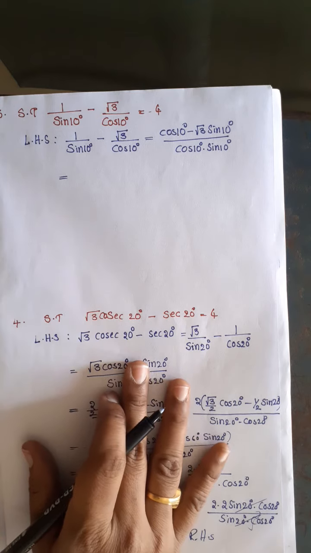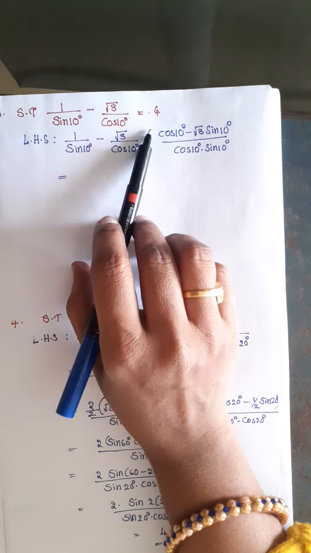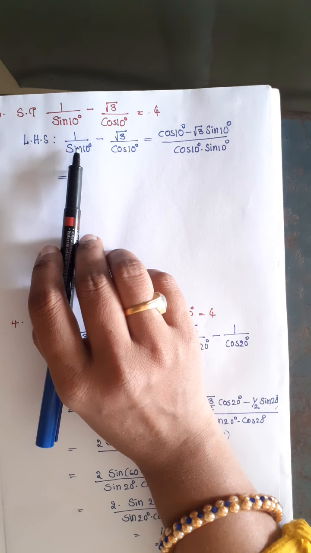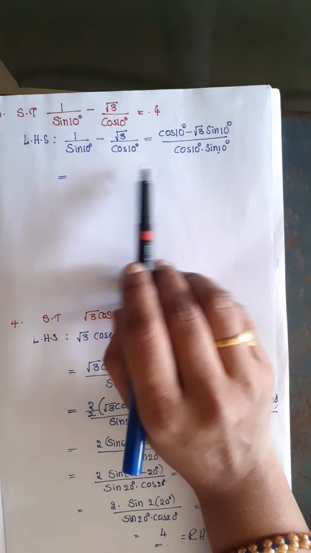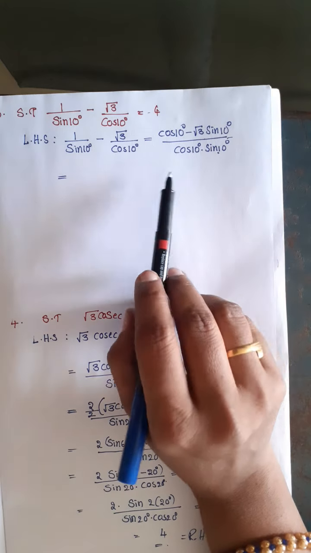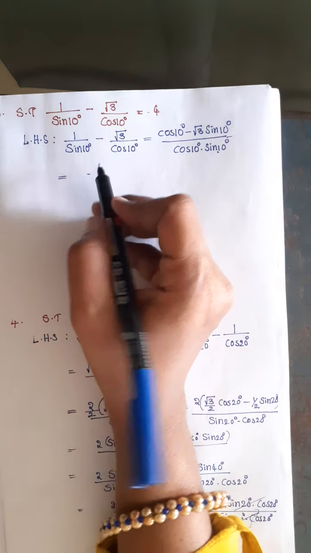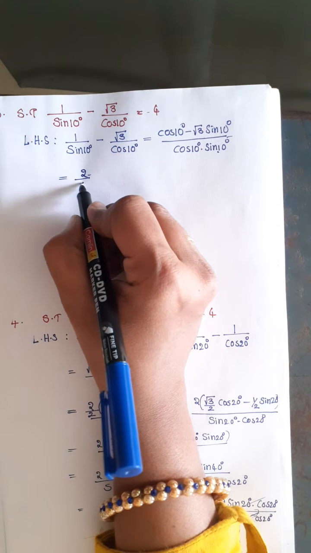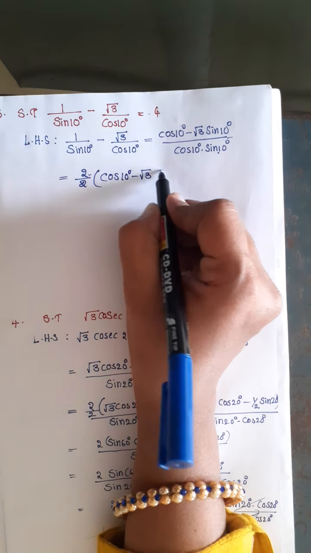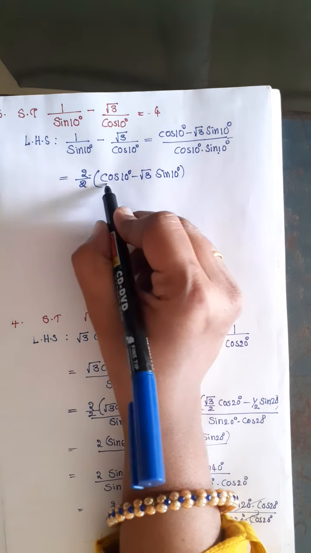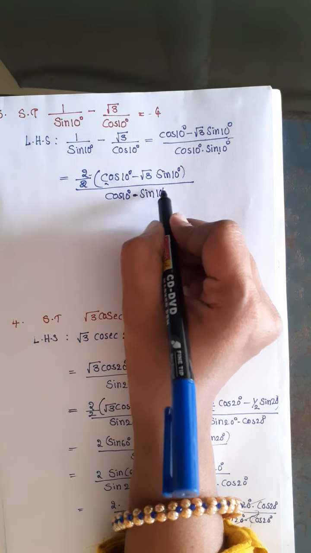Now let's look at the next question. 1 by sin 10 degrees minus root 3 by cos 10 degrees is equal to 4. I am considering the LHS part, 1 by sin 10 minus root 3 by cos 10. So take the LCM here: cos 10 minus root 3 sin 10 by cos 10 degrees into sin 10 degrees. So here we have to approach with, I am multiplying with 2 by 2 in the numerator itself. Cos 10 degrees minus root 3 sin 10 degrees by cos 10 into sin 10 remains as it is.